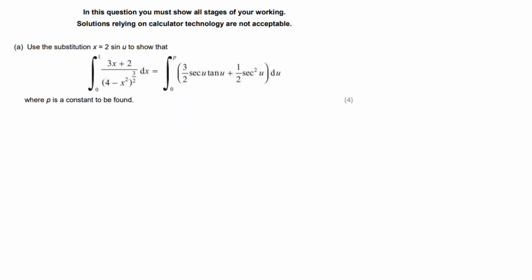In this next question, we're being asked to use the substitution x is equal to 2 sine u, and to go from this integral to get something in terms of secs and tans. And we can see we've got to replace the dx, we've got to replace the x, we've got to replace x squared, and we've got to think about the limits. So let's get some dx on the go to start with.